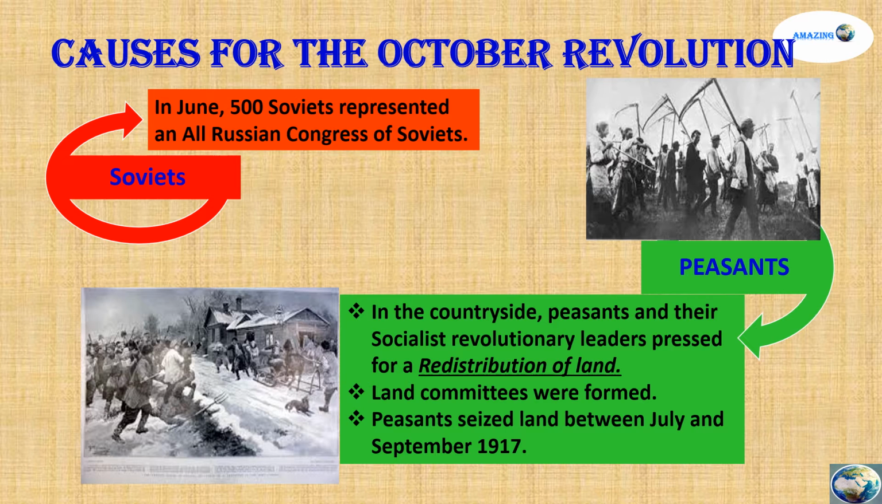and by July, we can see that what was said in the April Theses by Lenin was actually being done in Russia. The peasants were seizing the land from the nobles from July until September 1917.